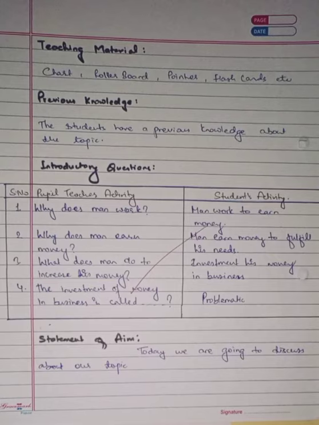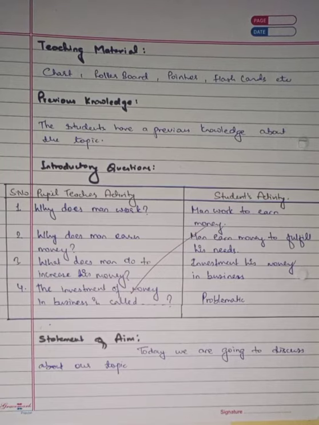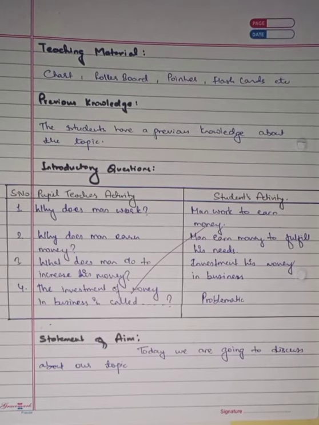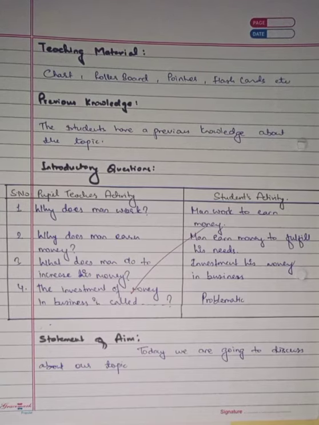Teaching materials are the materials used by the teacher while teaching, like a chart to explain the topic, a roller board to give the home assignment and recapitulatory questions, a pointer to show the blackboard summary to the students, and flashcards for better representation, etc. The next heading is previous knowledge, which means the students have previous knowledge about the topic. And the next heading is introductory questions, in which we ask questions to the students.